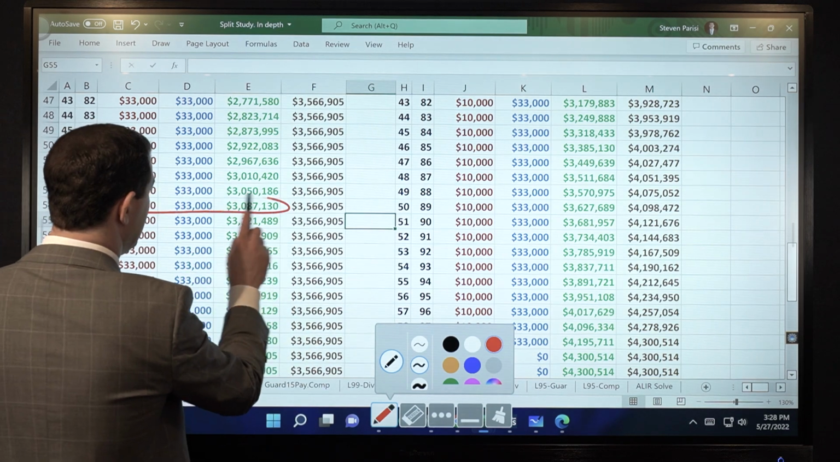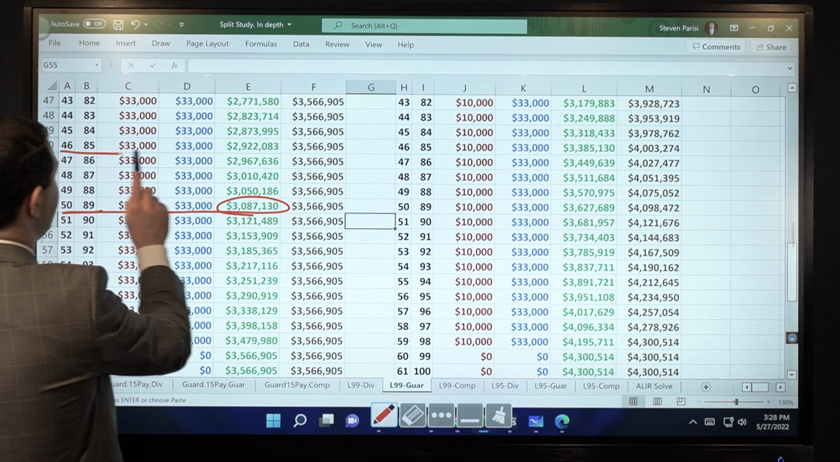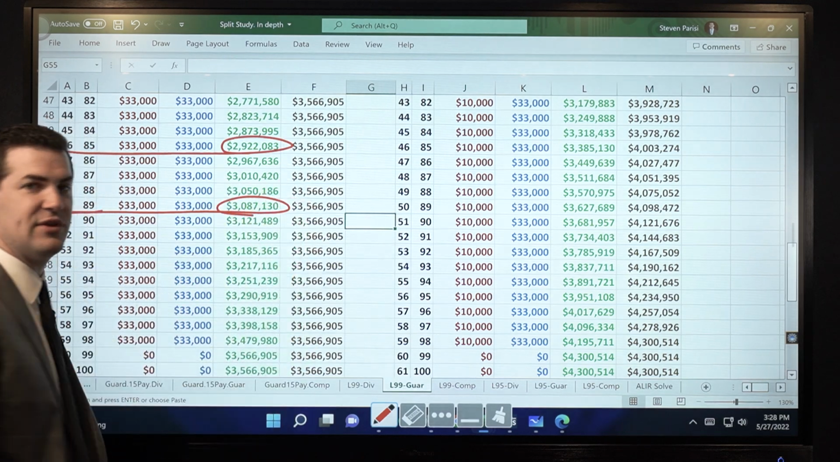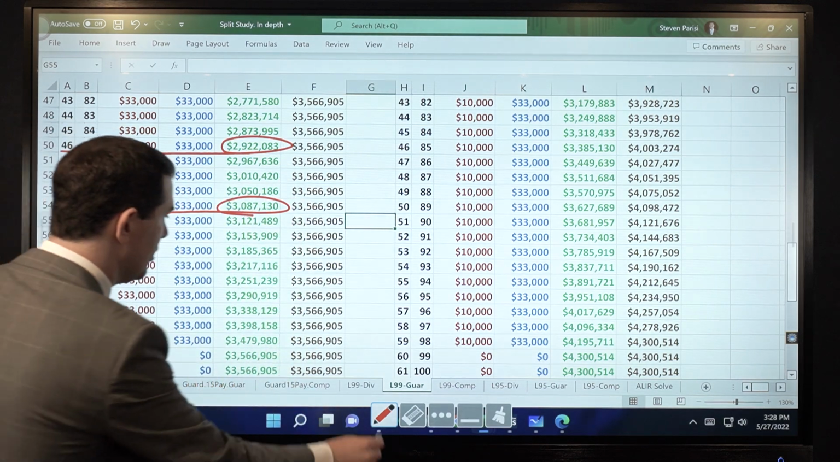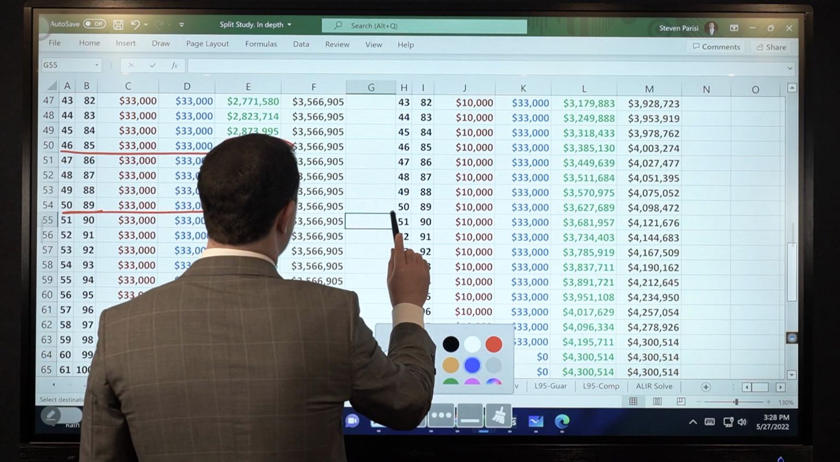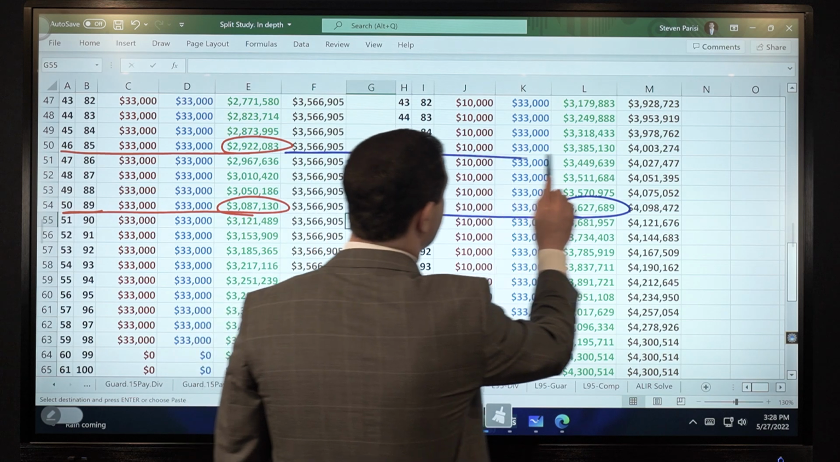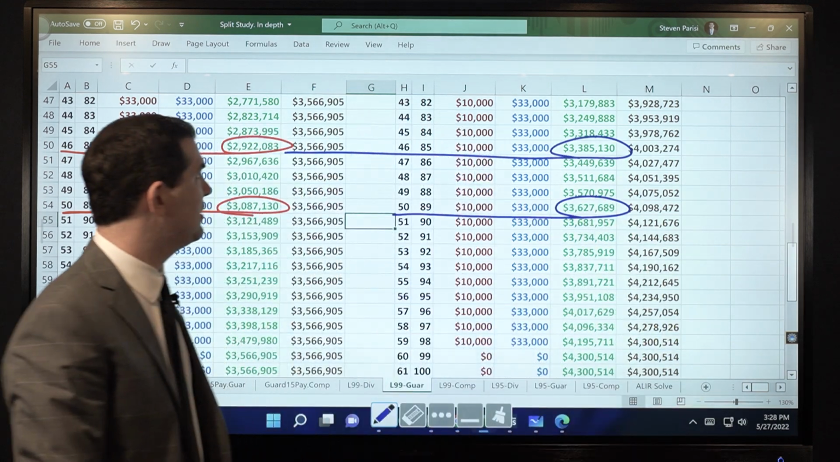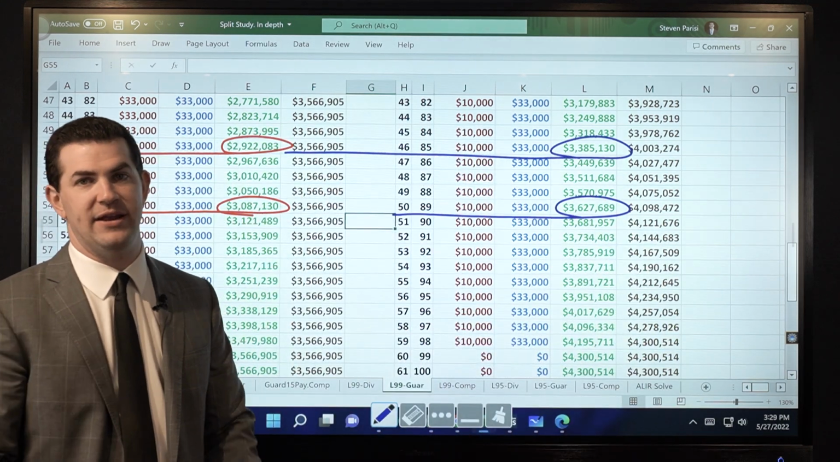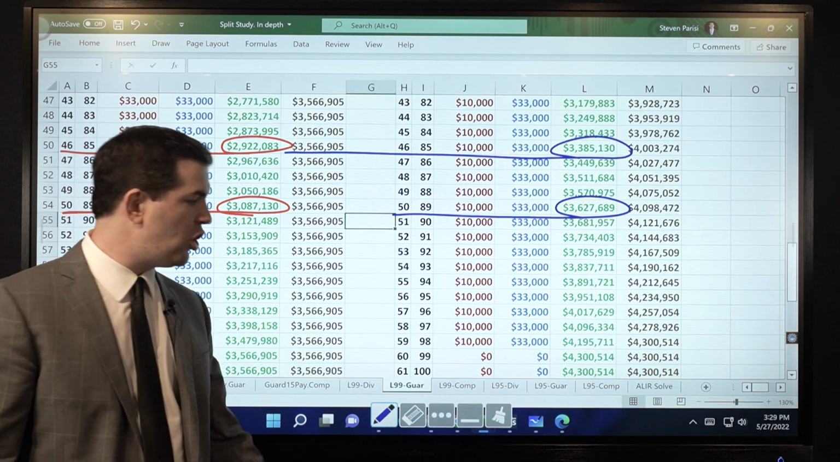Year 50, pushing 90 years old. There's 85. Most people say, who cares? We're looking way too far. But let's hit it. You've got hundreds of thousands of dollars in the difference. Cash value and death benefit. And you'll always see that.